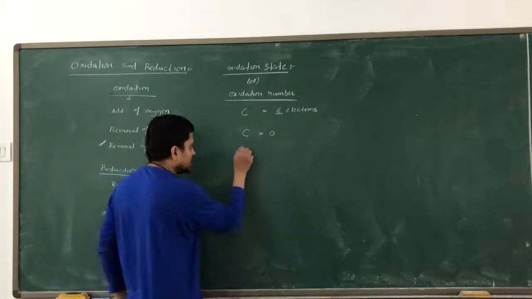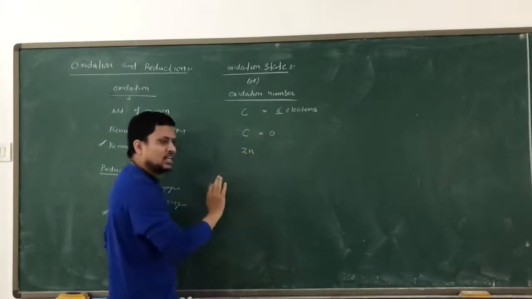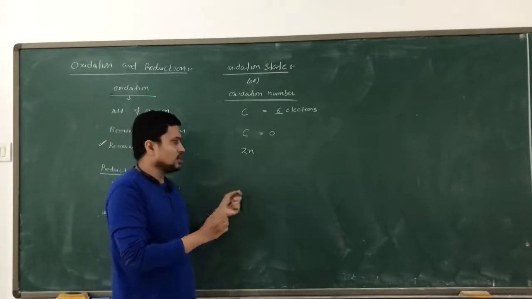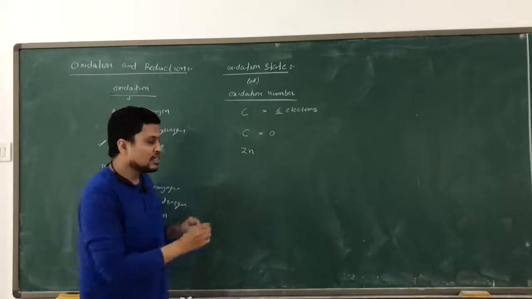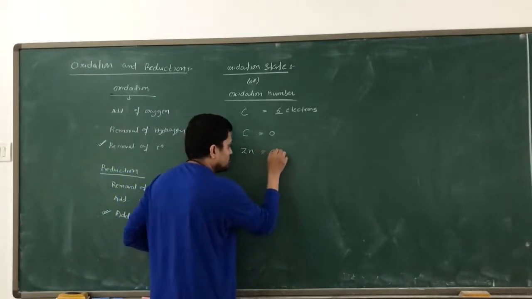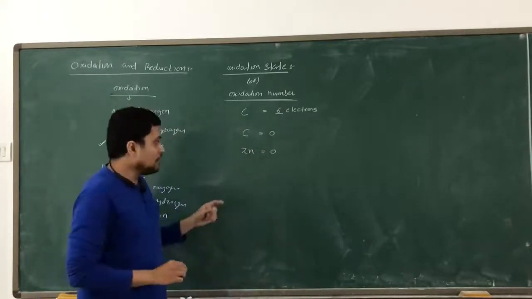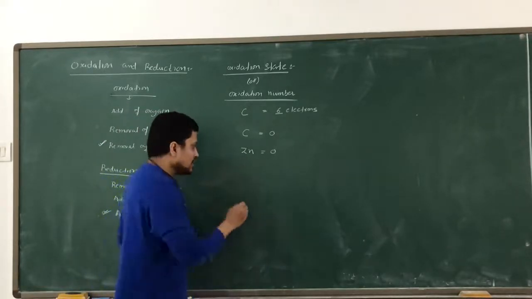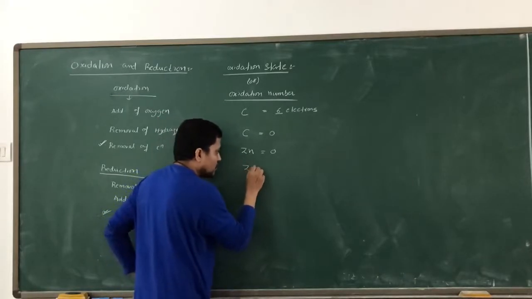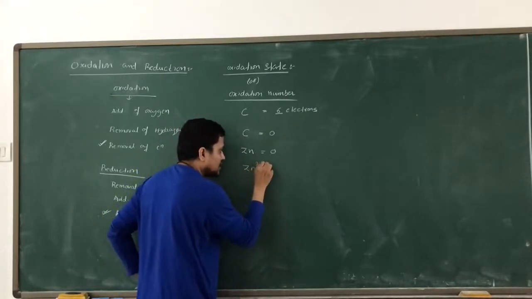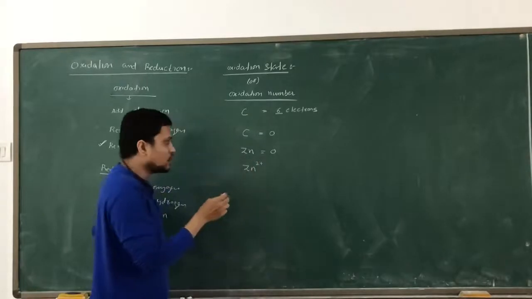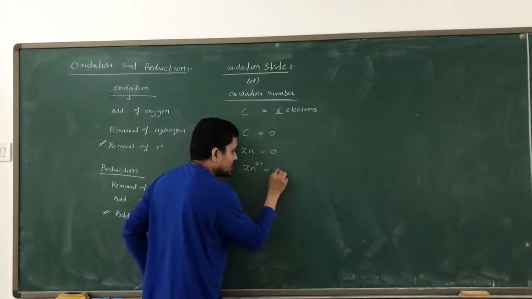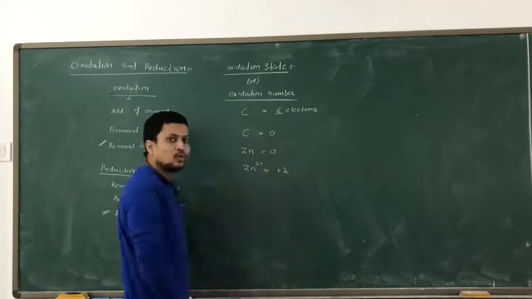Suppose I am writing zinc. In that zinc, equal numbers of electrons are present. How many electrons are there in zinc? 30. So if 30 electrons are present in zinc, then the oxidation state of zinc is going to be 0. Suppose I am removing 2 electrons from the zinc. Then zinc becomes what? After removing 2 electrons, I add a charge on the zinc, 2 plus. After removing 2 electrons, how many electrons remain in the zinc? That is 28. Now the oxidation state is going to be plus 2 on the zinc.